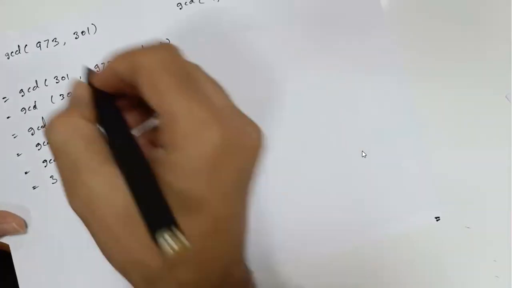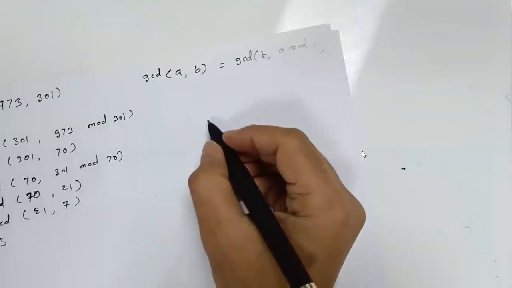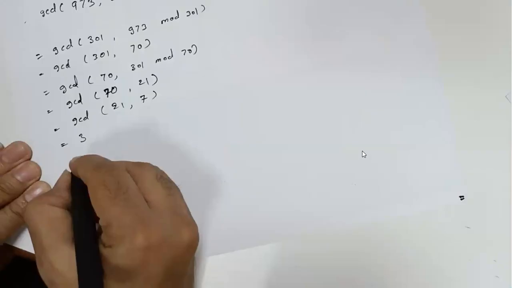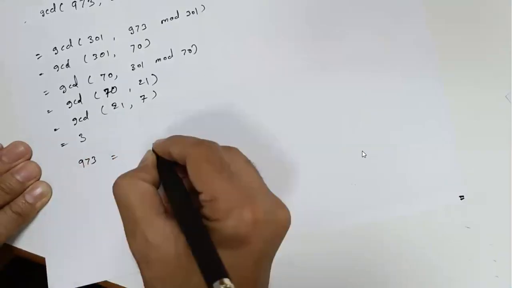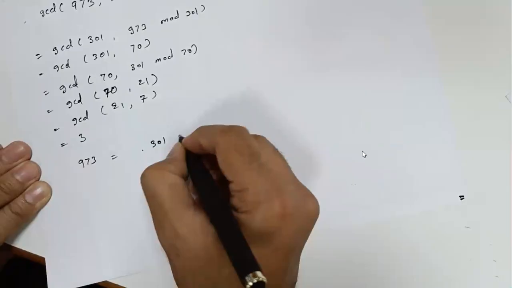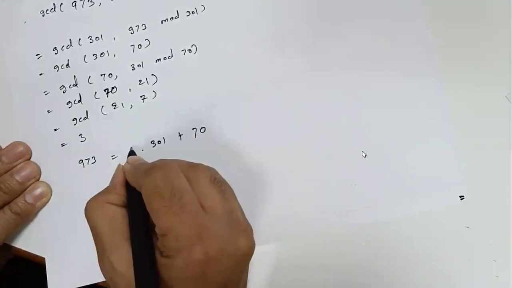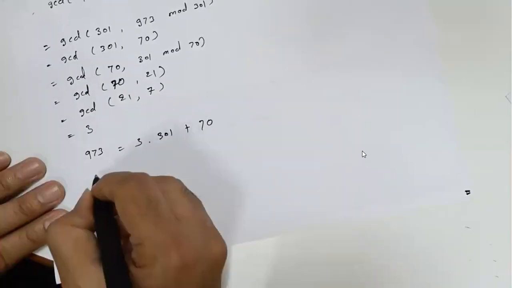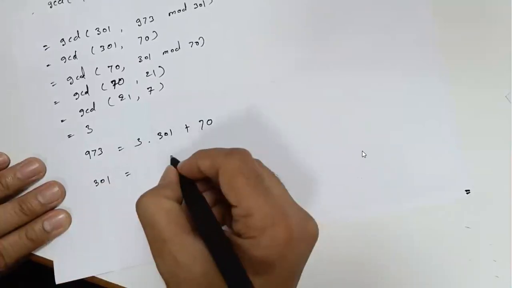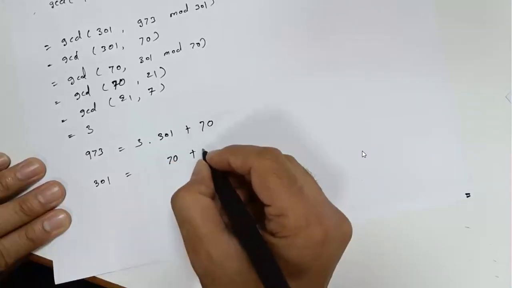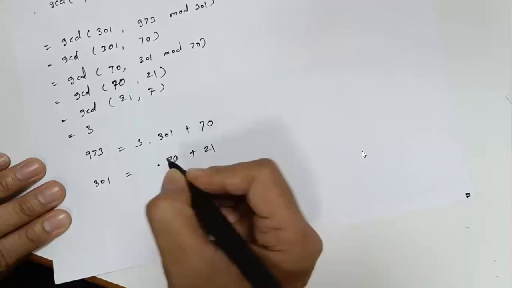Let us write the same thing in a different variant, like 973 equal to 301 into 3 plus 70. I hope this is 3. 301 equal to 70 plus. Am I writing it correct? What is the quotient?